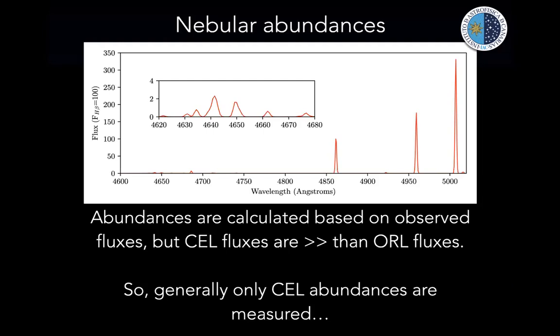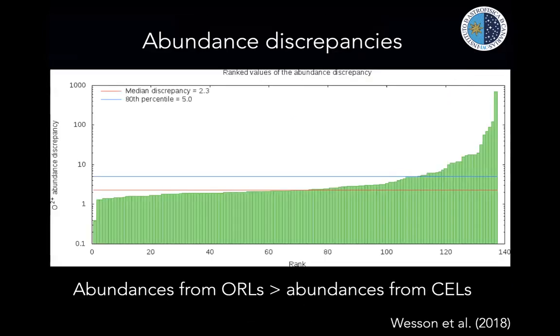Great. But if you manage to get good enough observations that you can measure the abundances using both of these lines, it turns out that there is a strong discrepancy. The abundances from the same chemical species, but measured using lines with different excitation mechanisms, are different. The abundances from recombination lines are always higher than the abundances from collisionally excited lines.